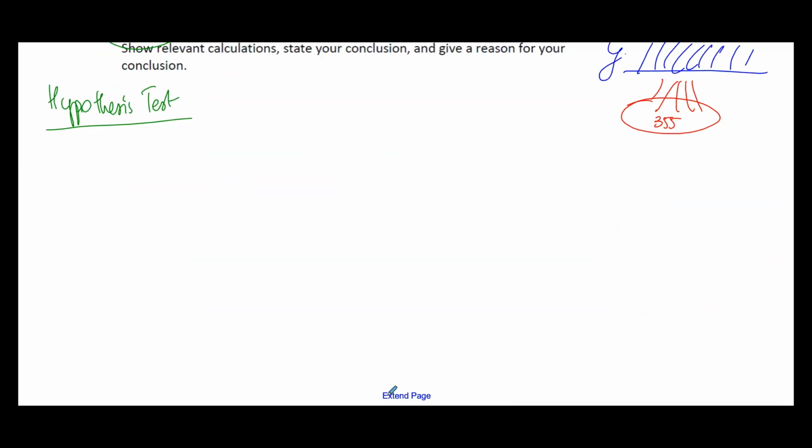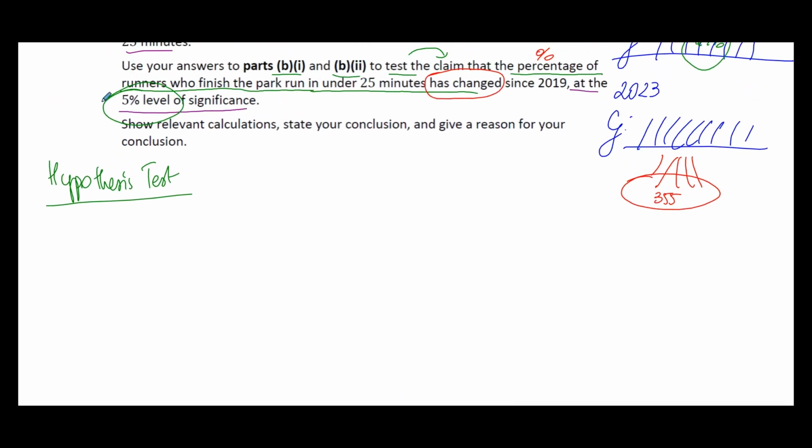Here they didn't mention it. Usually in your exam they will mention a hypothesis test, but here they just say 5% level of significance. So we need to know that that phrase means hypothesis test. First, we have to understand that there was a hypothesis stated.